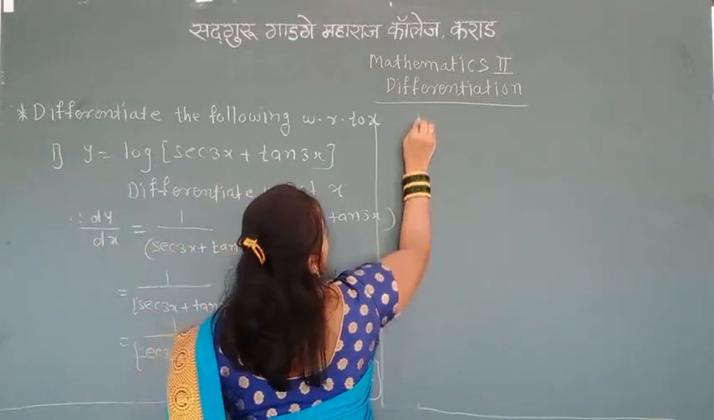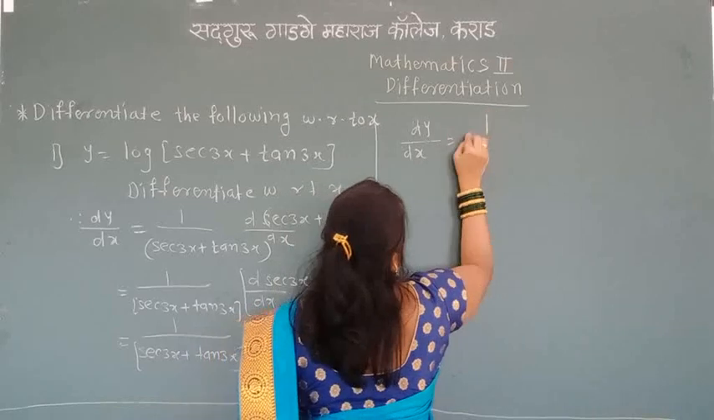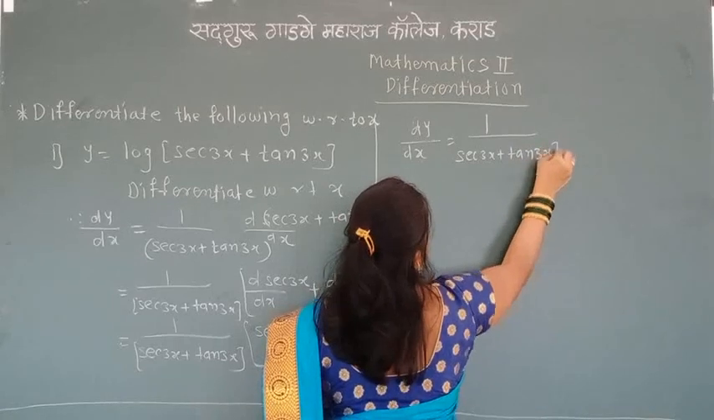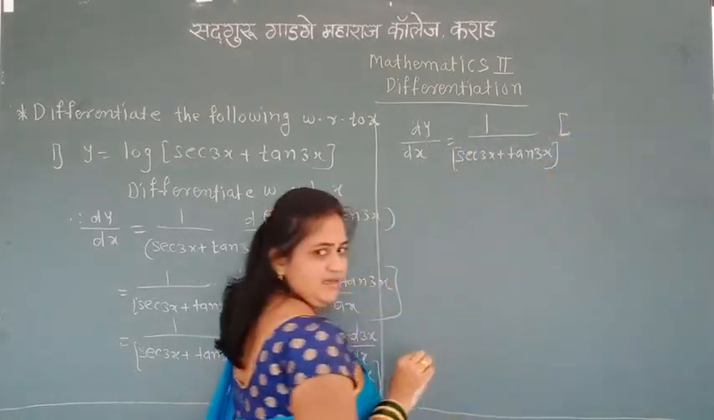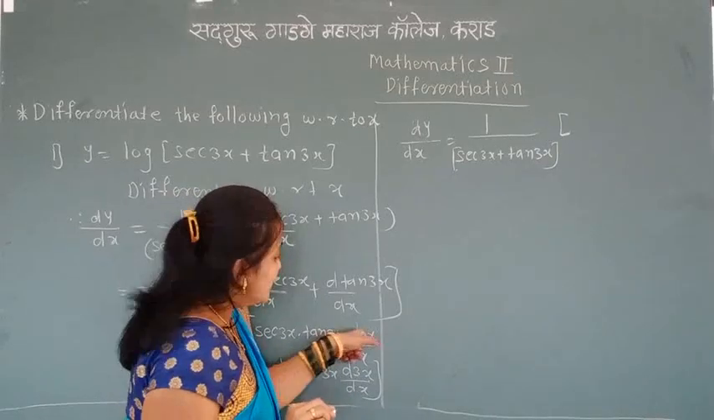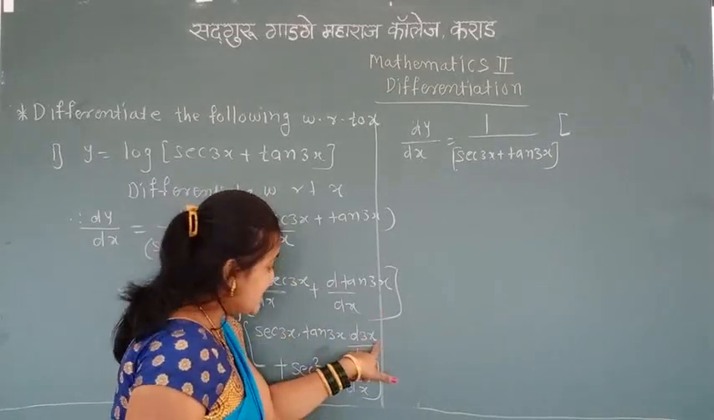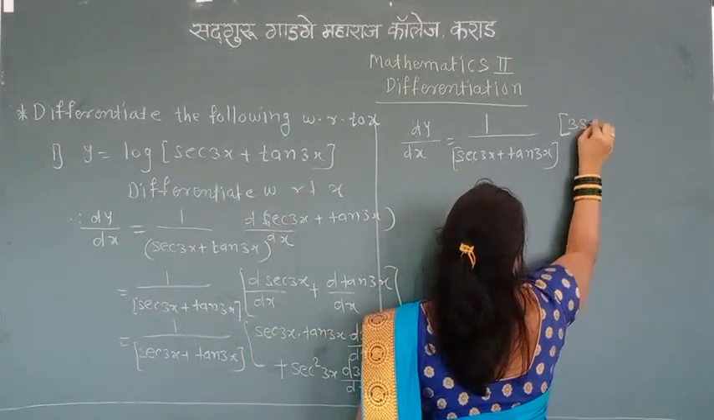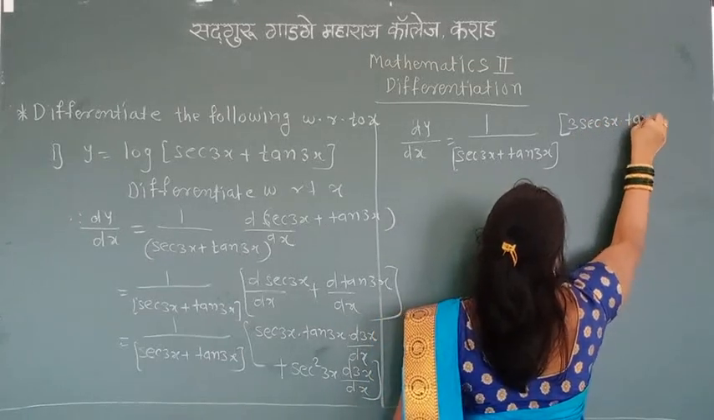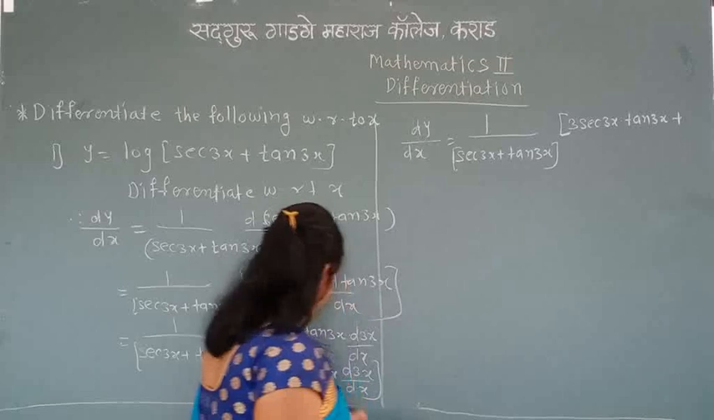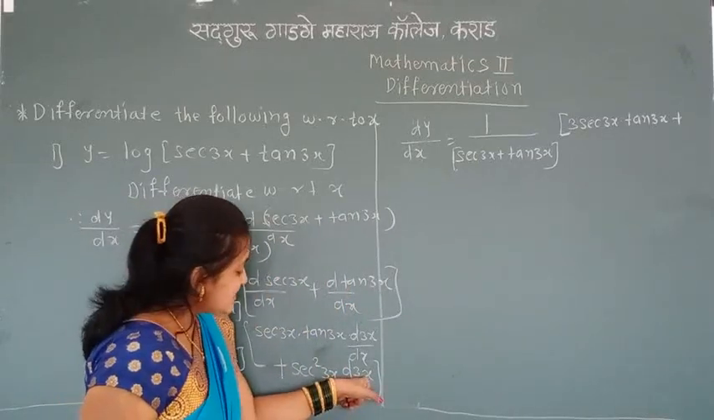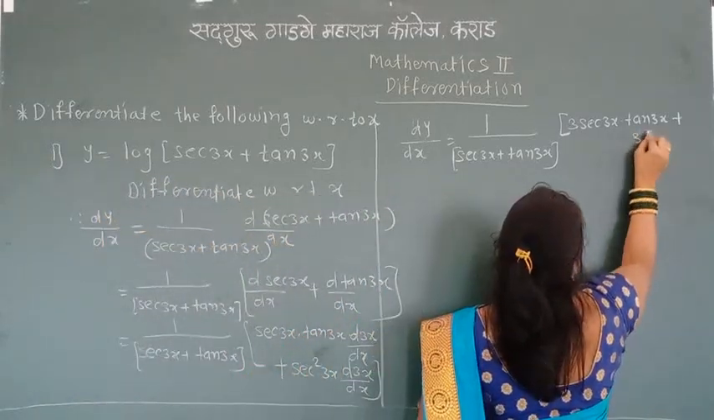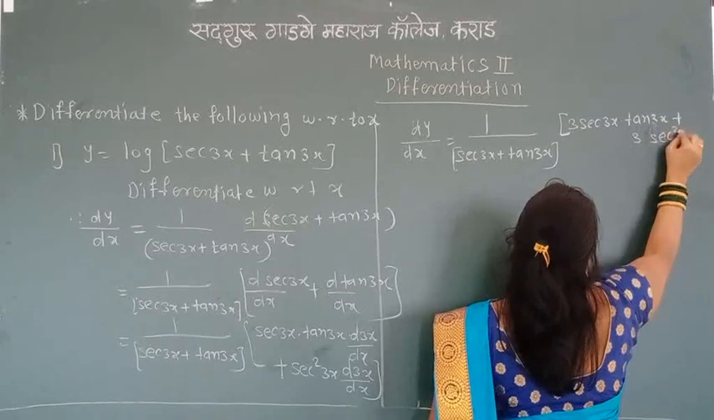Now, dy by dx is equal to 1 upon sec 3x plus tan 3x as it is, multiplied by, inside the bracket, sec 3x multiplied by tan 3x. 3 is a constant, take it outside, and what is the derivative of x with respect to x? Which is 1. So, we get here 3 sec 3x into tan 3x plus, similarly, sec square 3x as it is. 3 is a constant, take it outside. What is the derivative of x with respect to x? Again a 1. So, we get here plus 3 sec square 3x.